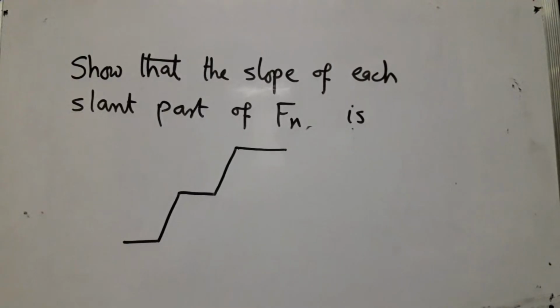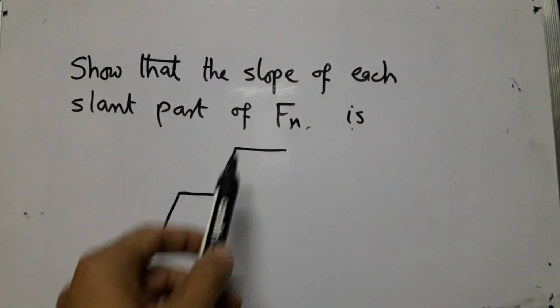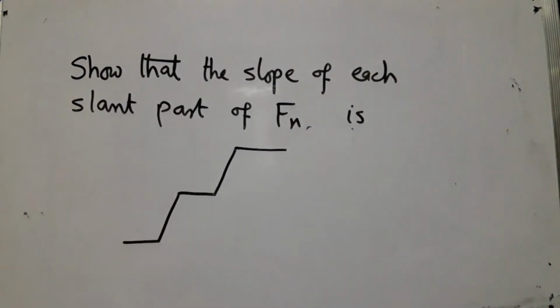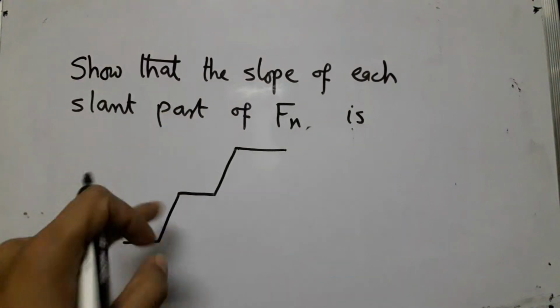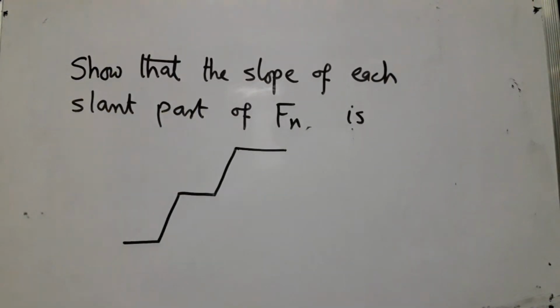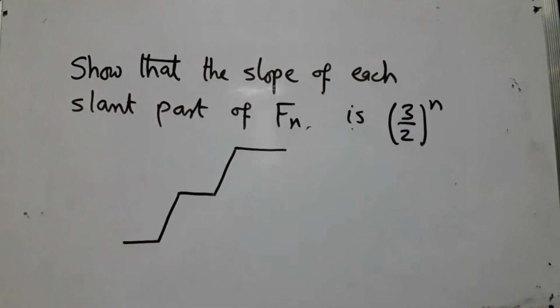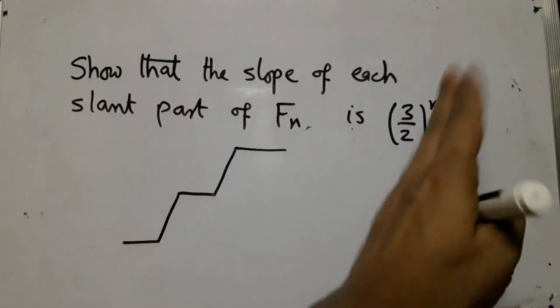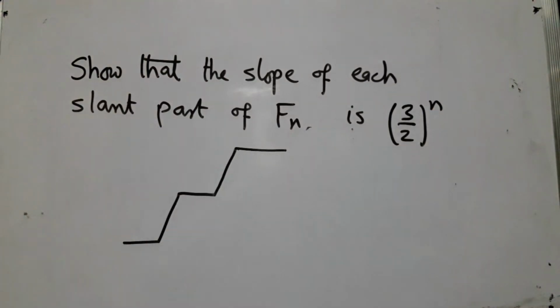In this exercise, you are required to show that the slope of each slant part of Fn, in this case I am showing F2, so this is a slant part and this is a slant part, they are parallel, that slope will be (3/2)^n. As a result, as n goes to infinity, these slopes go to infinity, so these things are getting more and more vertical.